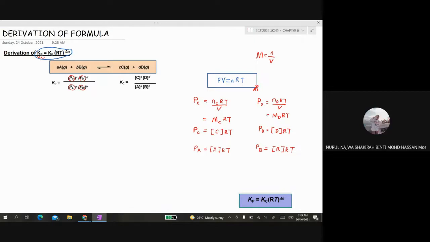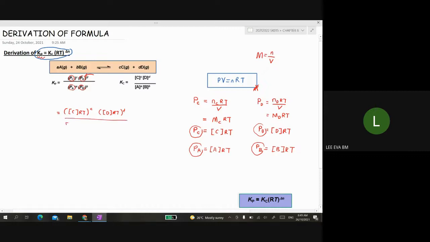Boleh, Madam. Okay, so now we want to try to substitute this PA, PB, PC, PD back into the one that Madam circled over here. So we substitute inside the bracket. Up on the top, we have [C]RT raised to the power of c. Sama juga lah untuk yang lain, [D]RT to the power of d. And then down below, we have [A]RT to the power of a, [B]RT to the power of b.